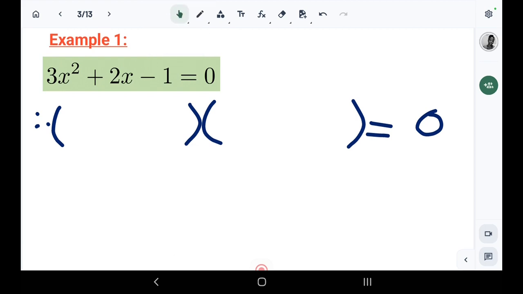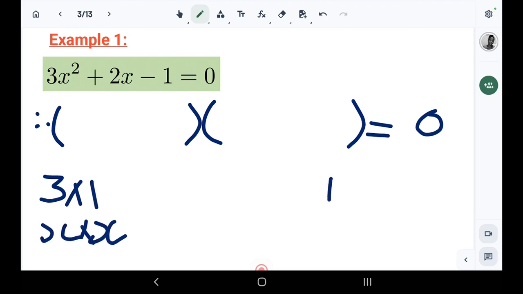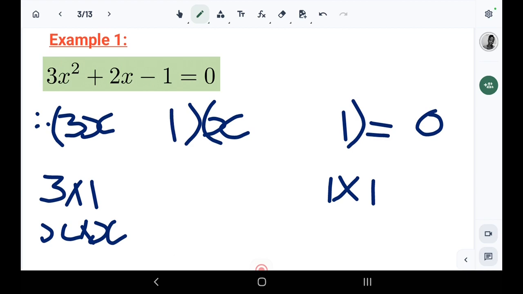Now what you do is you find factor pairs for the first term and the last term. The first term is easy to find the factor pair, that is 3 times 1. Then you've got x and x. Then for the last one, it's 1 times 1. So you go 3x in one bracket and x in the other, 1 and 1. Now the question is, what are the signs in the brackets going to be?